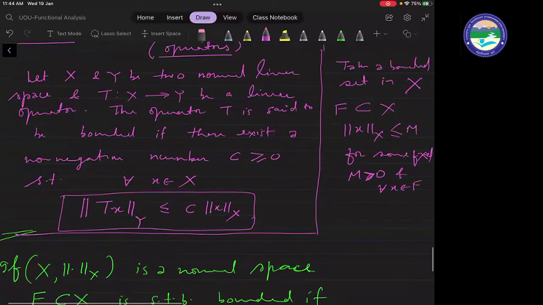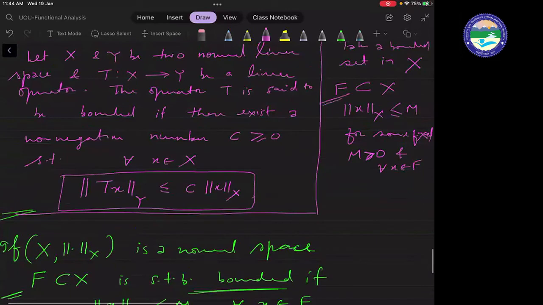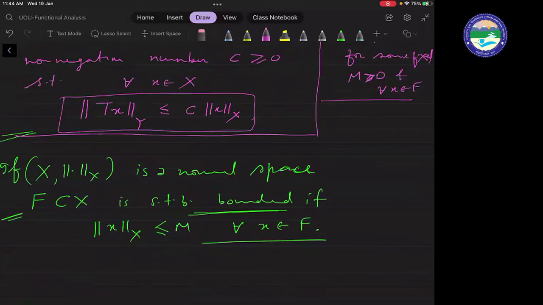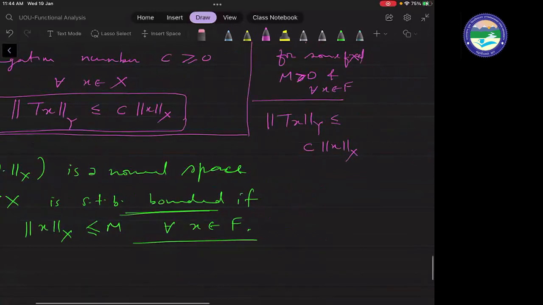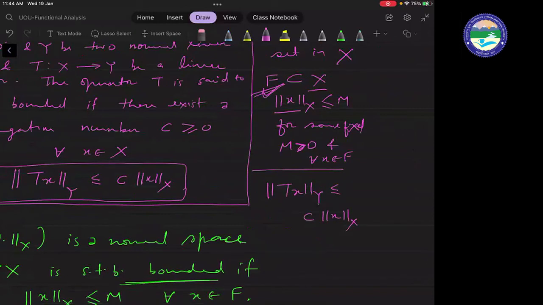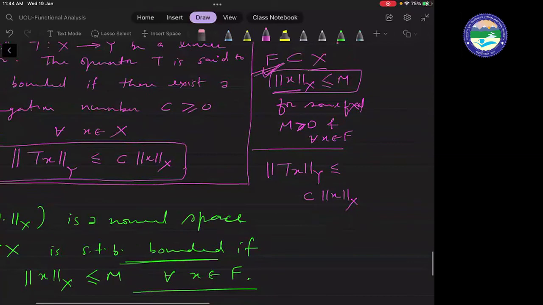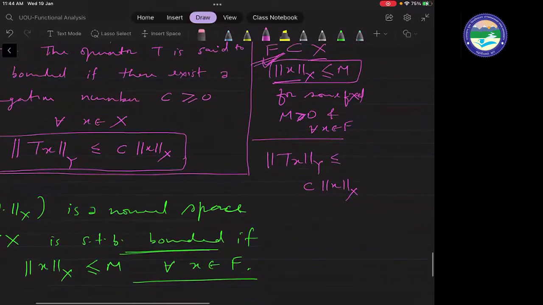Now, what can you say about the image of this bounded set? What can you say about the image of a bounded set in X? Will the image set be bounded in Y? Let us see. So by definition, norm of Tx in Y is less than or equal to C norm x. अगर हम ये x इस bounded set से उठाते हैं तो ये क्या मिलेगा? Norm x is less than or equal to M, correct? So this means this is less than or equal to C dot M. C is a fixed number. M is also a fixed number for all x in F.